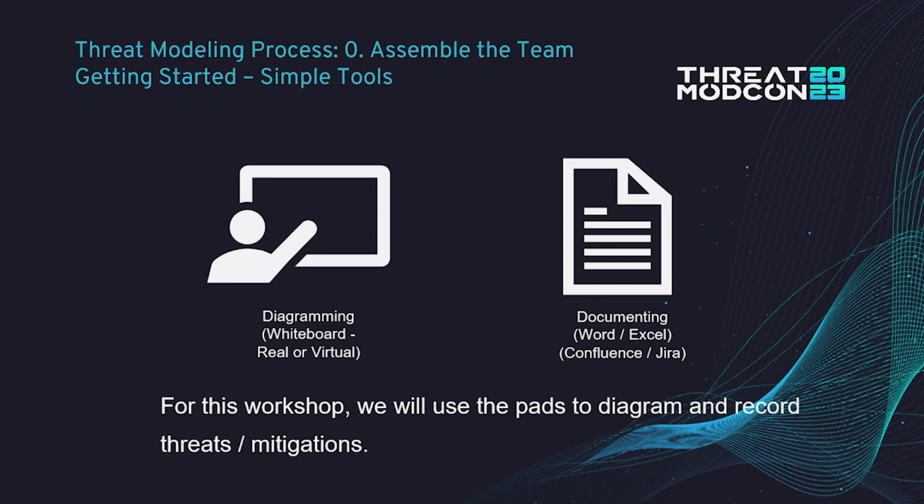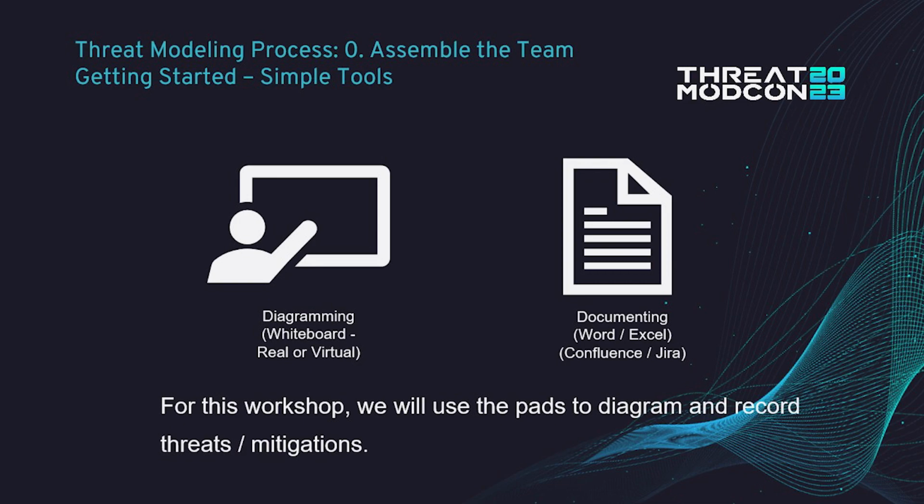So record that somewhere. The simplest tools: Word or Excel or Confluence or Jira or whatever makes sense. But someplace that a team can then go back and review it is the ideal. So if it's Confluence the team uses, put it there. If it's Jira, if you need to turn some of those threats into tickets, do that. But somewhere that the team could then follow up with. And in this workshop, we're going to use some of these pads.